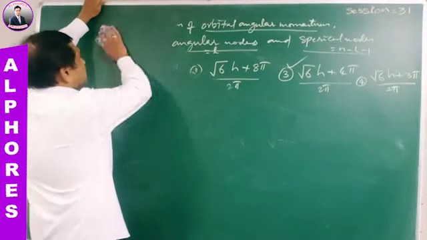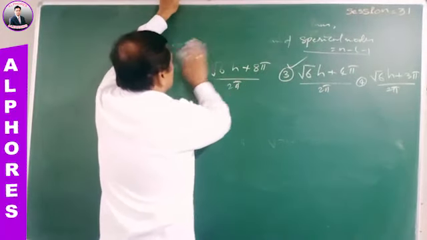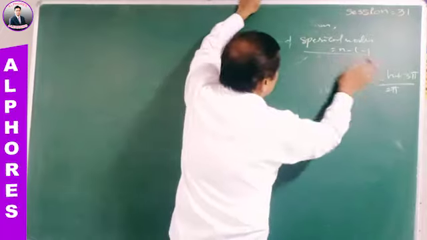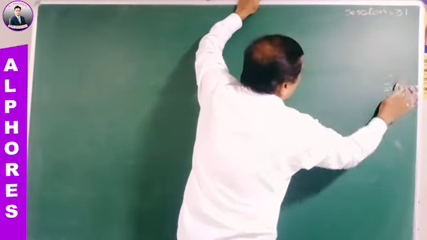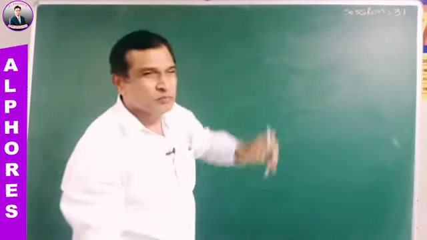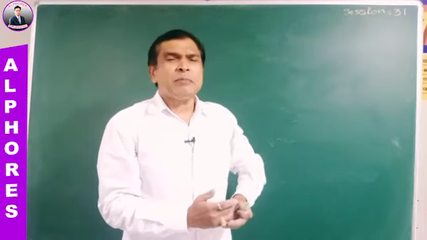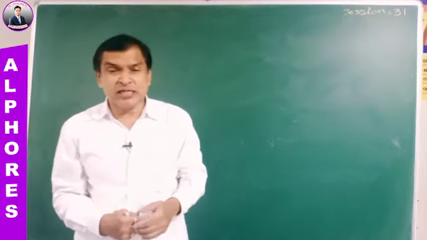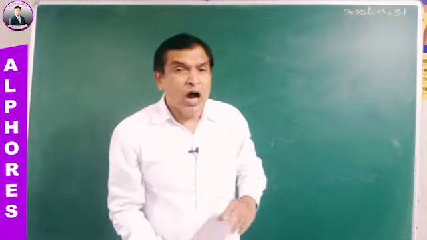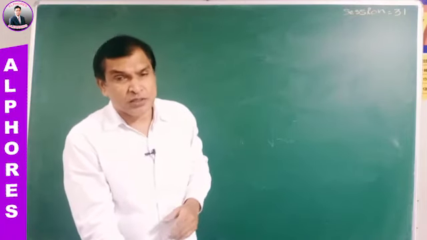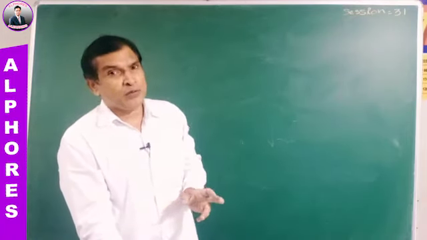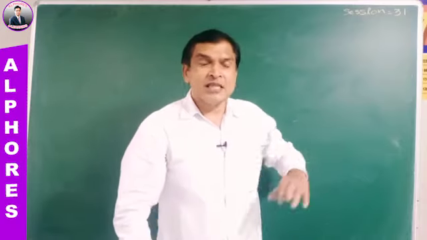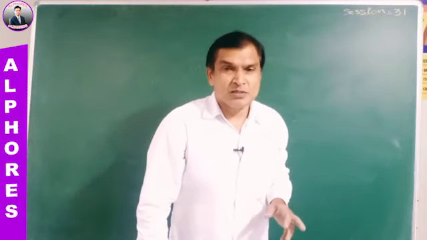Yes, the next question is based on the quantum numbers. Maximum number of subshells present in an orbit. How many subshells are present in an orbit? That is equal to always the n value. Okay, just now we explained the significance of all the quantum numbers.